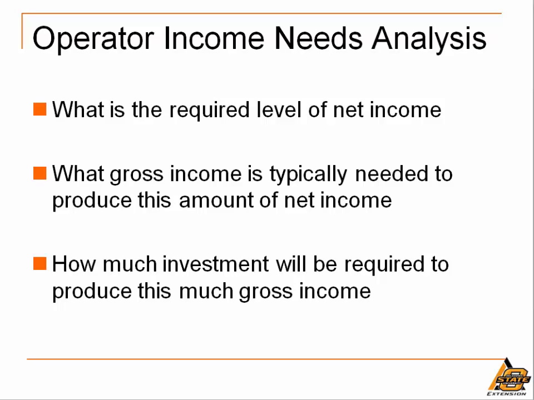The first question: what are the net income needs from the farm? This is primarily family living needs, but it can also include a little bit of a cushion for growth over time. Based on the answer to that first question, the second question is: what level of gross income or total farm sales would be needed to produce the amount of net income revealed in the answer to the first question? The third question is: how much of an investment or how big of a farm is needed to produce the level of gross income revealed in the answer to the second question?